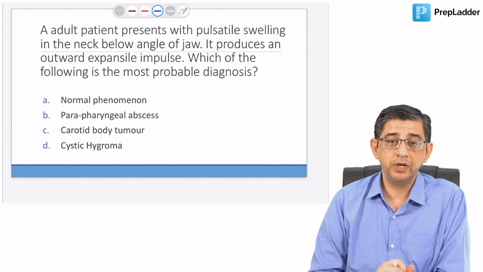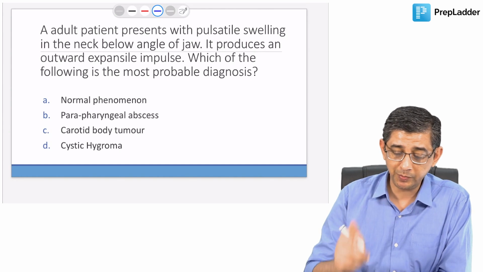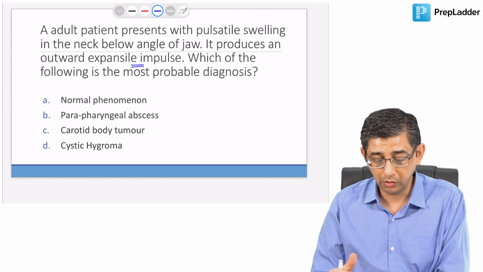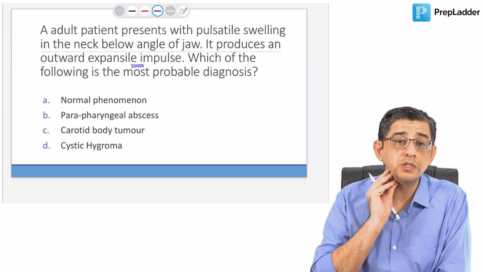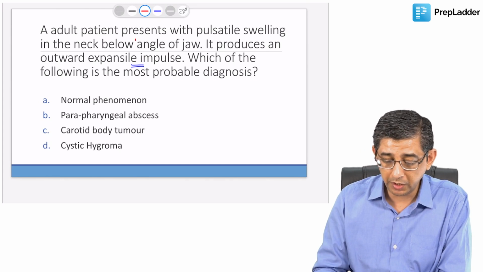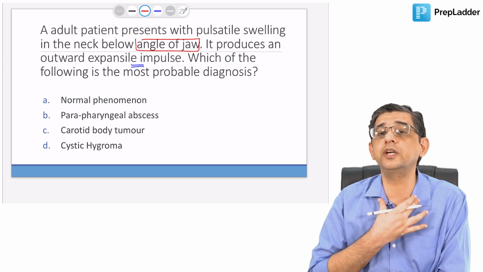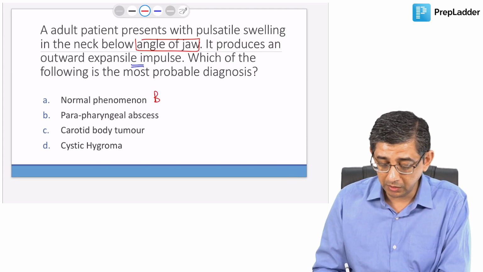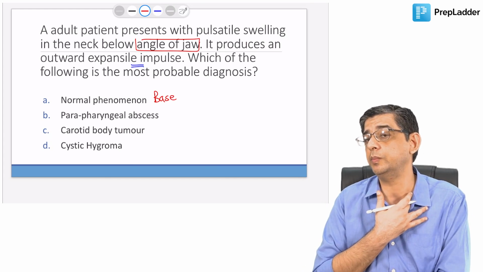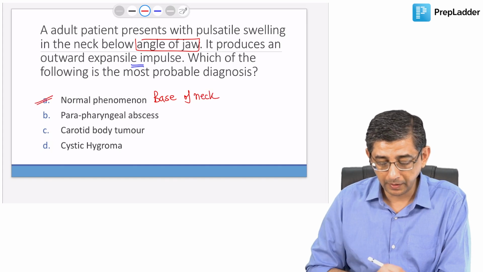The next question talks about an adult patient who is presented with a pulsatile swelling in the neck below the angle of the jaw. It is producing an expansile impulse. It's outward impulse. What is the probable diagnosis? Normal phenomenon. Yeah, you do have pulsations in the neck, but the pulsations are at the base of the neck. No. In this condition, where is the location? The location is at the angle of the jaw. The location is not at the base of the neck. I repeat once again, the carotid artery pulsations, like if you're sleeping, the carotid artery pulsation can be seen at the lower part of the neck. So option A is ruled out because of the location part.